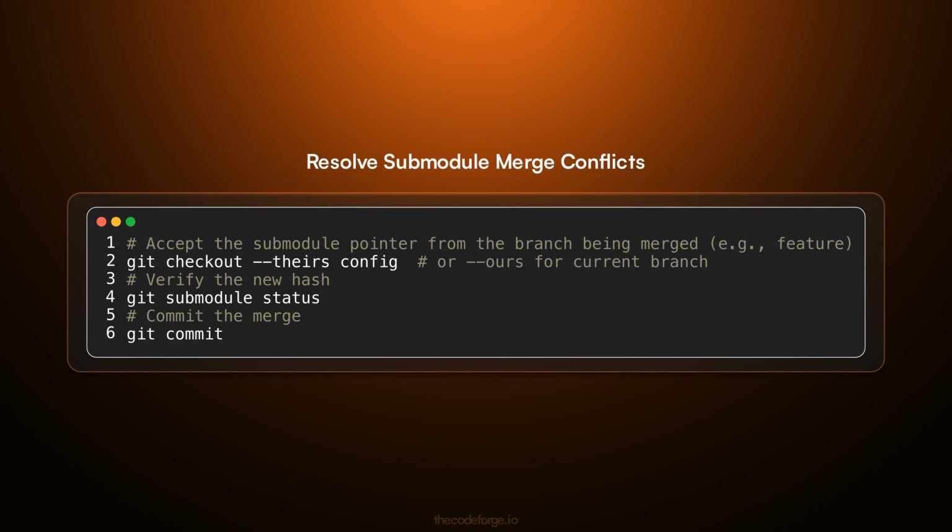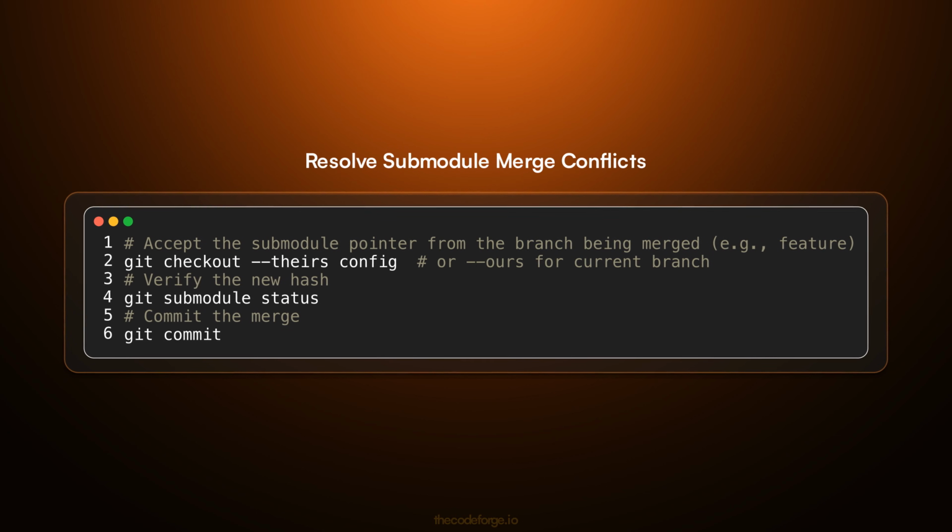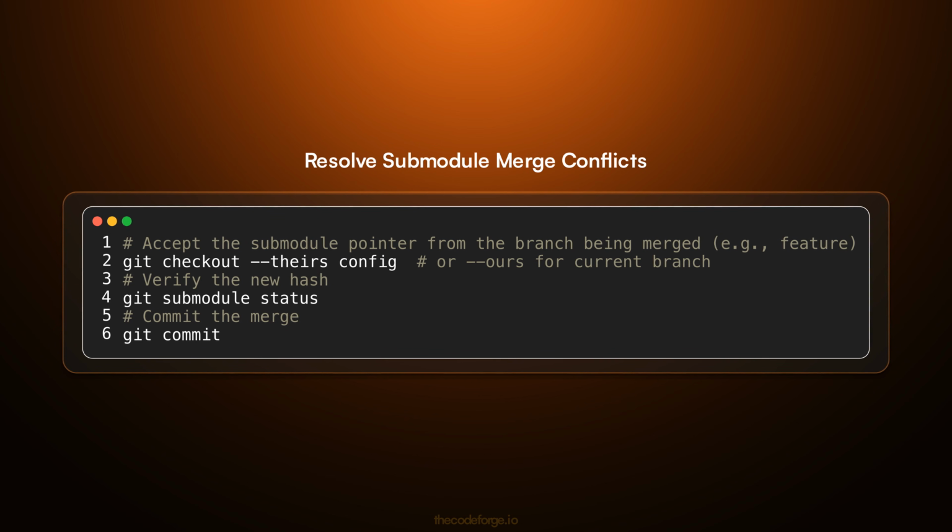When a merge conflict occurs on a submodule pointer, you can resolve it by checking out the desired commit hash. This snippet shows how to accept the version from a specific branch and commit the resolution.